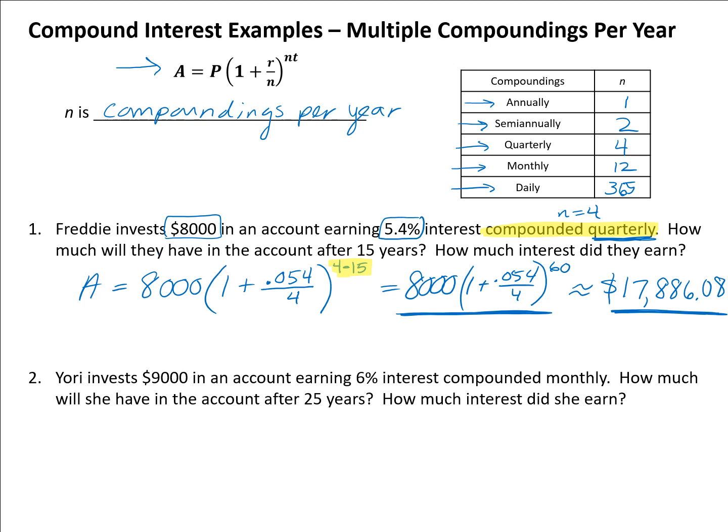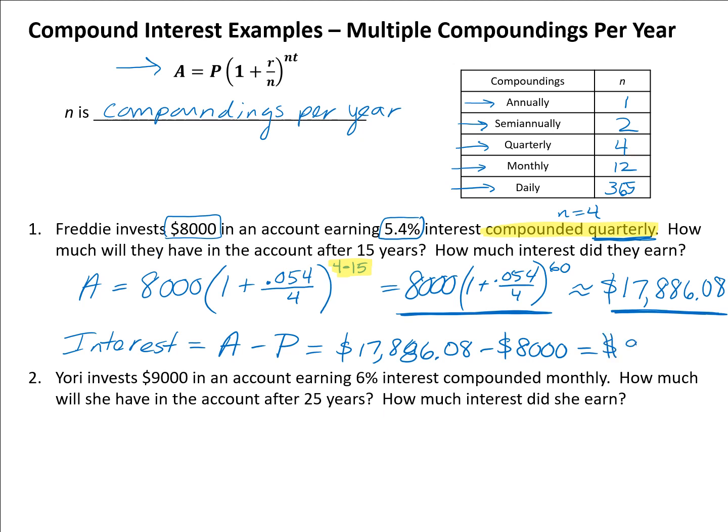To figure out how much interest we've earned, or Freddie has earned, I should say, the interest is always going to be the amount that we have at the end, my future value, minus what I started with, minus the P. So I have $17,886.08, minus 8,000, which means that we've earned $9,886.08 in interest. That's a good chunk of change.